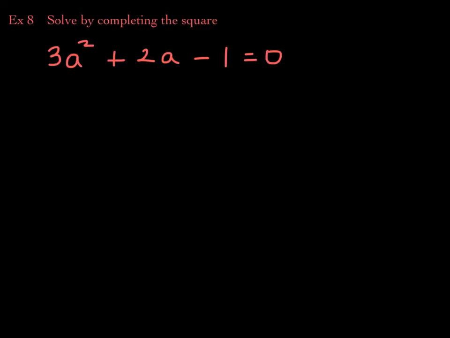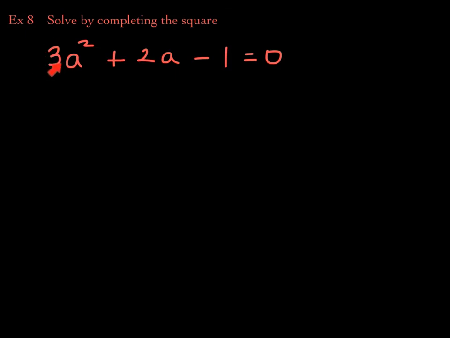Next equation here, we have 3a squared plus 2a minus 1 equal to 0. All right, first things first, we have to make sure that if we're going to solve by completing the square, that the leading coefficient is 1. This time around, the leading coefficient is not 1, it's 3. We need this coefficient to be 1.